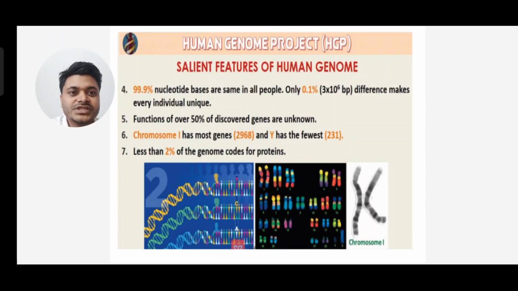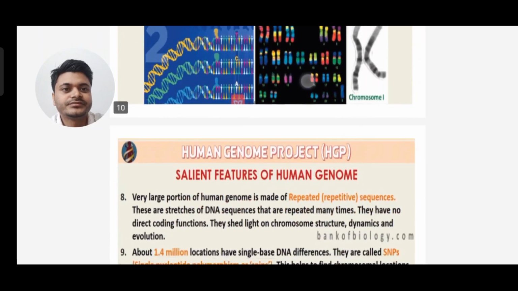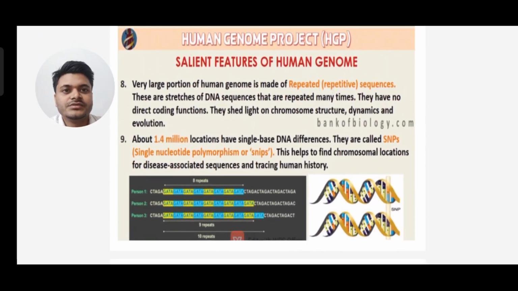Less than 2% of the genome codes for protein. Very large portions of the human genome are made of repetitive sequences. These are DNA sequences that are repeated many times. They have no direct coding functions, but they shed light on chromosome structure, dynamics, and evolution.